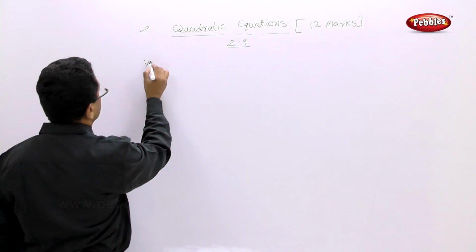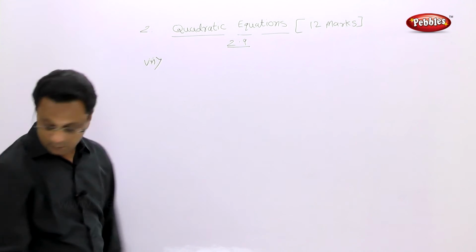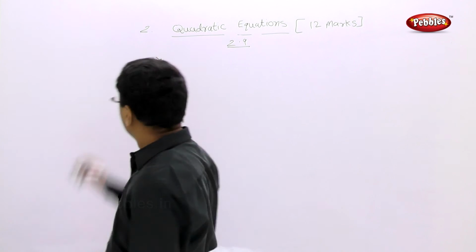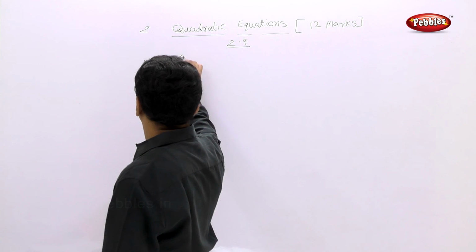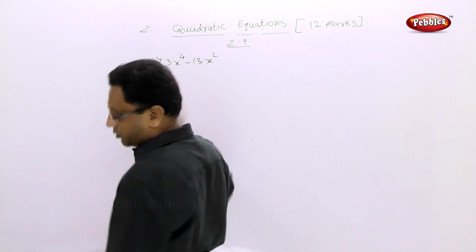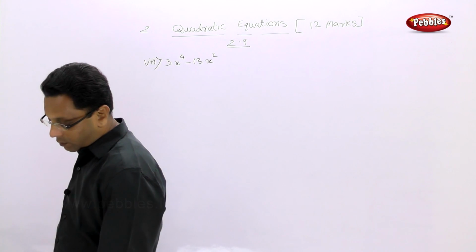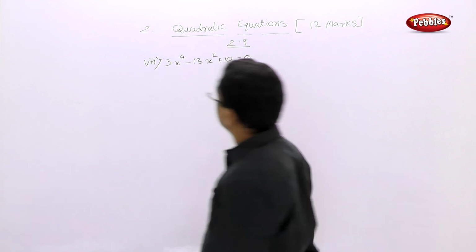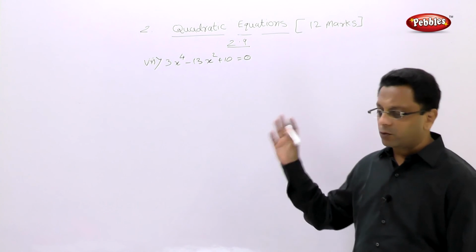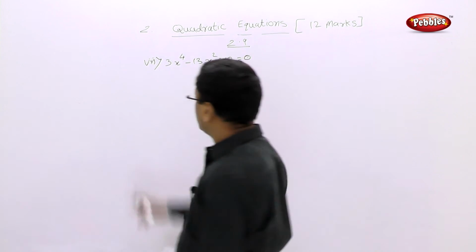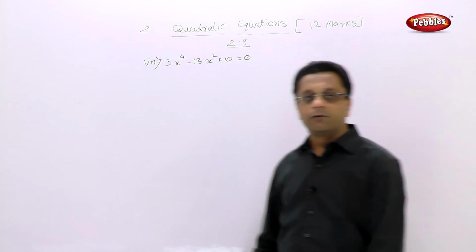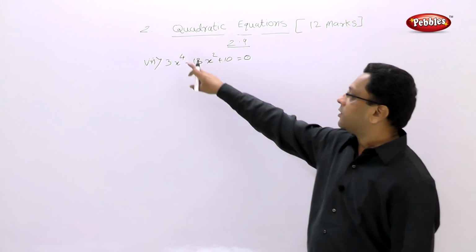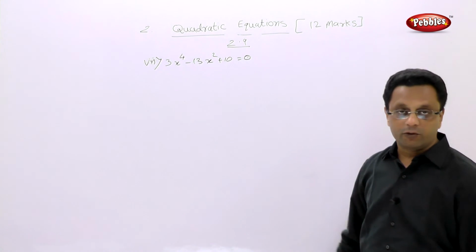Seventh is 3x raised to 4 minus 13x square plus 10 equal to 0. Similar example, I am not going to solve this, you will have to solve this. First you will substitute a is equal to x square, substitute in this, so you will get 3a square minus 13a plus 10 equal to 0.